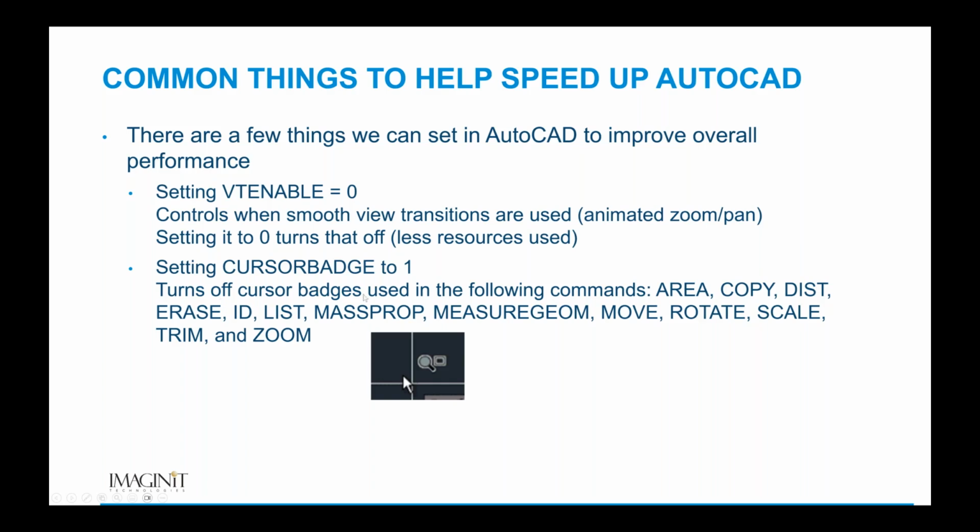Setting CURSORBADGE to 1 turns off all of the funny little cursor badges for area, copy, distance, erase, ID, list, mask, props, measure, geometry, move, rotate, scale, trim, and zoom. Again, every time AutoCAD has to put up something on the screen, it's using memory, visual memory, graphics card memory. We want to turn off as much of that as we can, because the more we turn off, the better AutoCAD performs, which is what most of these are doing.